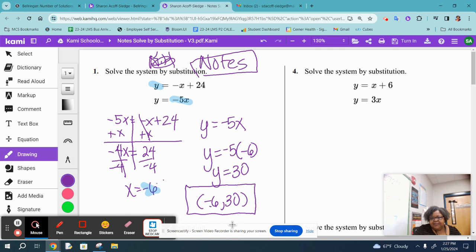All right, now I'm going to take this 3x and I'm going to substitute it right there. So 3x equals x plus 6. Now I'm just going to subtract x from each side of the equal sign. 3x minus x is 2x. That's equal to 6. And then I divide both sides by 2. And x is equal to 3.